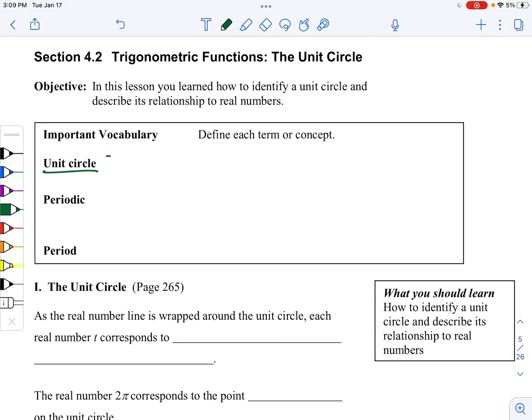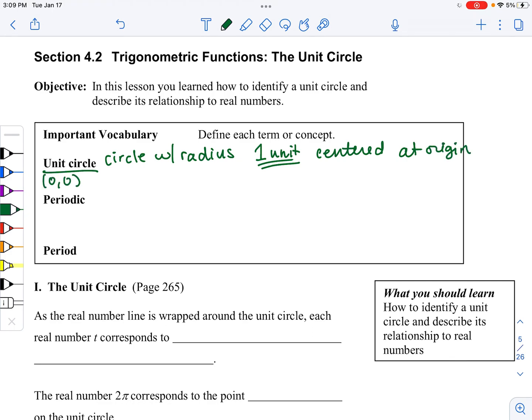Unit circle is a circle with a radius by definition of 1 unit. That's why we call it the unit circle, not units circle. And it's centered at the origin, which is the point (0, 0), and it's given by the equation x squared plus y squared equals 1. If you ever studied circles, we know that the general form of a circle centered at (0, 0) is x squared plus y squared equals r squared, where the radius is the value at the end.